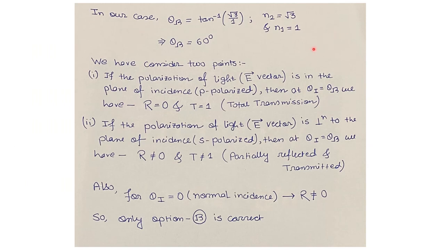Now according to our question, n2 value is √3 and n1 equals 1. So in our case the Brewster angle is tan inverse of n2 by n1, that is tan inverse of √3 by 1. So theta b equals 60 degrees.